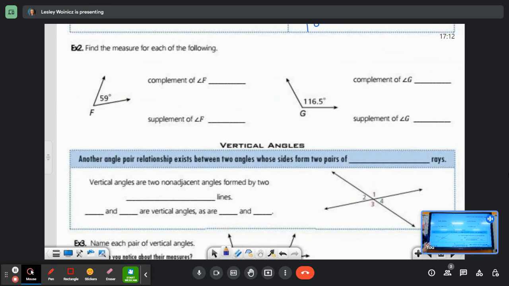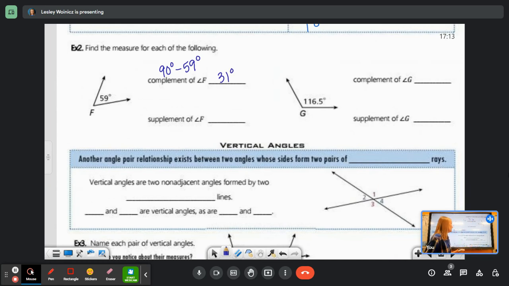All right, we have to find the measure for each of the following. Oh, I'm going to need a calculator. Okay, so complement means I'm adding up to 90 degrees. So if I'm finding the complement of f, don't I just do 90 minus 59? Whoops, I wrote 56. Okay, I feel like it's 31, but I'm having the kind of day where we're going to check me. It's 31 degrees.